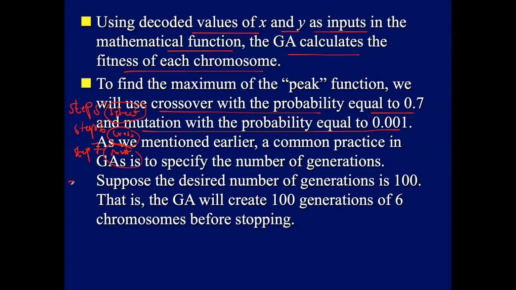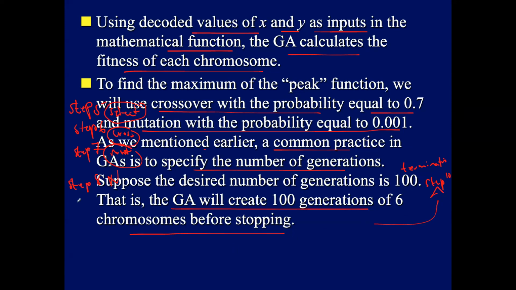Okay. So in step 8, this is where we would repeat the process 5 to 7 until we have size n. As we said, a common practice is to specify the number of generations also. Because this is a more complicated function, we could say that we could have up to a given number of generations, maybe 100, maybe 1,000. That could be the termination criterion for step 10, that we do our process for, for example, 100 generations. In this case, the genetic algorithm will create 100 generations of 6 chromosomes before stopping generally. So that will be the termination criterion of step 10.